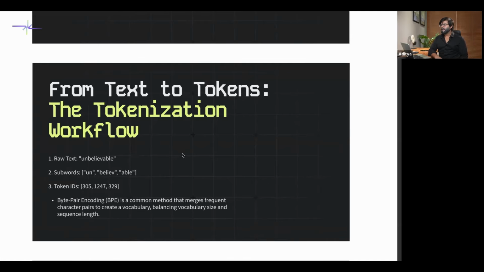Let's take a word, internationalization. You may split it into different subwords. Just one quick question: how many of you think that internationalization can have two subwords or three subwords? Those who say three, raise your hand. Internationalization.